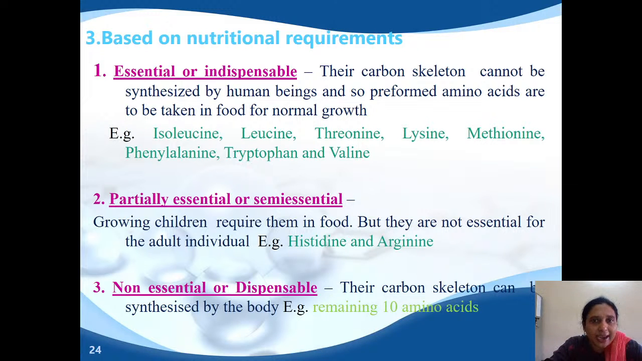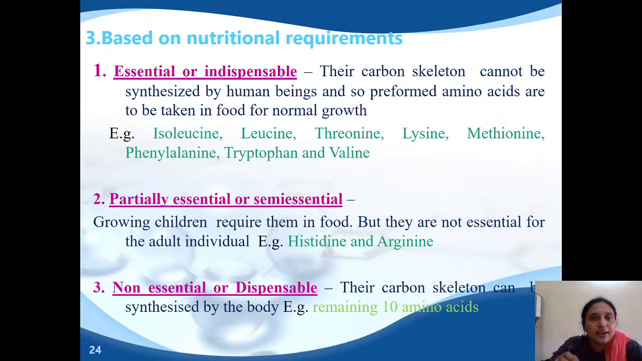So in adults, histidine and arginine are not required in the diet. But children, as they are in the growing stage, need more of these amino acids. So histidine and arginine have to be included in the children's diet, and the other 10 amino acids are non-essential. The carbon skeletons of these amino acids can be synthesized in our body from various sources. So these amino acids are called non-essential amino acids.